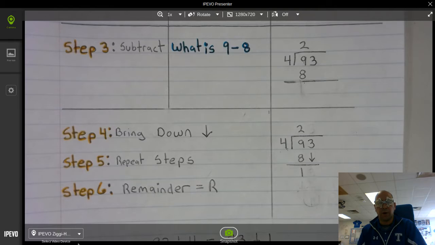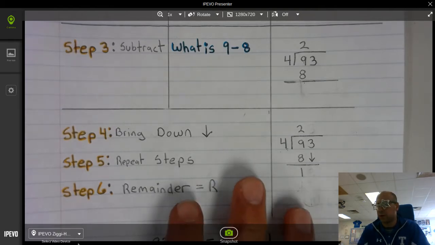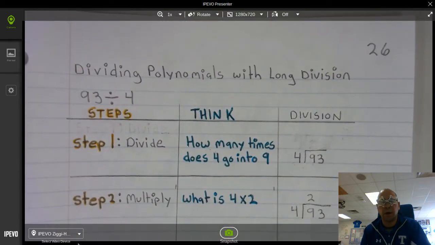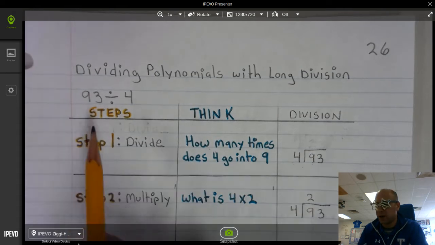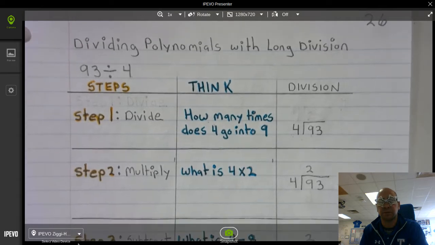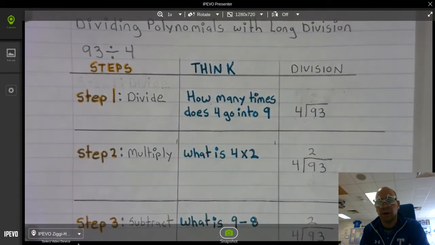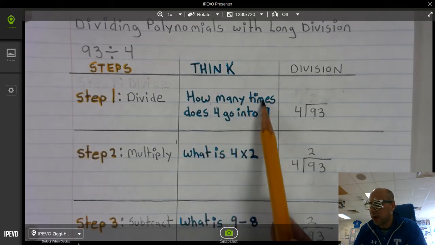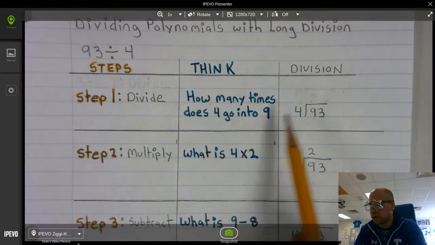All right, so now I'm assuming that you've written all this down, so let's start going over the notes that are on page 26. Now, before I can explain dividing polynomials with long division, I need to explain long division, okay? So I'm going to explain how to take 93 divided by 4 using long division. All right, so step one is divide. And I want you to think, how many times does 4 go into 9?